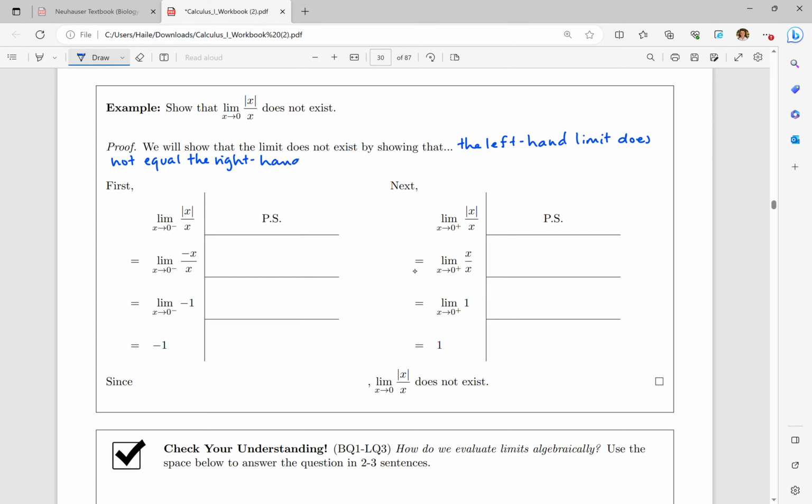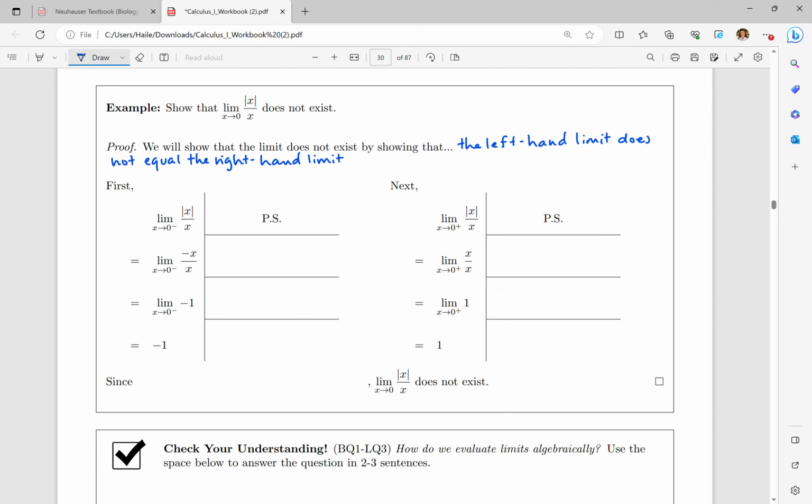So remember back to the visual limits. Basically, when a limit did not exist, we said it was because whatever value it approached on the left side was not the same as the right side. So our strategy for this problem is going to actually be to compute the two limits and show that the two numbers are actually not the same. So let's start with the left-hand limit.